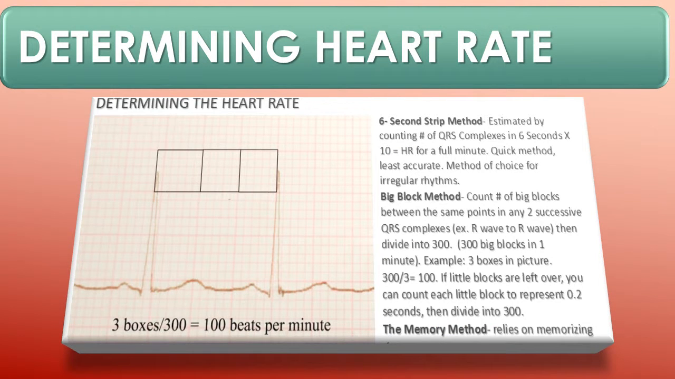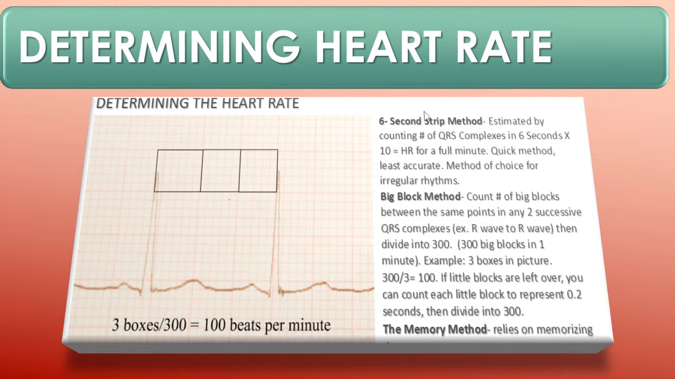Now let's talk about how the heart rate is going to be determined on an ECG strip. Three methods can be used. The first method is the 6-second strip method. The second method is the big block method. And the third method is going to be the memory method.